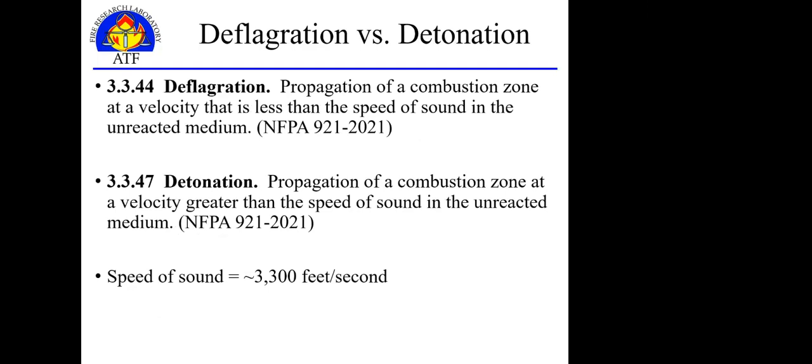To make life even a little bit more complicated, we have different types of explosions, or the results of explosions. We've got deflagrations versus detonations. A deflagration is a propagation of the combustion zone at a velocity that is less than the speed of sound, or about 3,300 feet per second. And a detonation is where you've got a combustion zone that's moving faster than the speed of sound. Typically a lot of explosives, your C4 and that stuff, are more detonations.